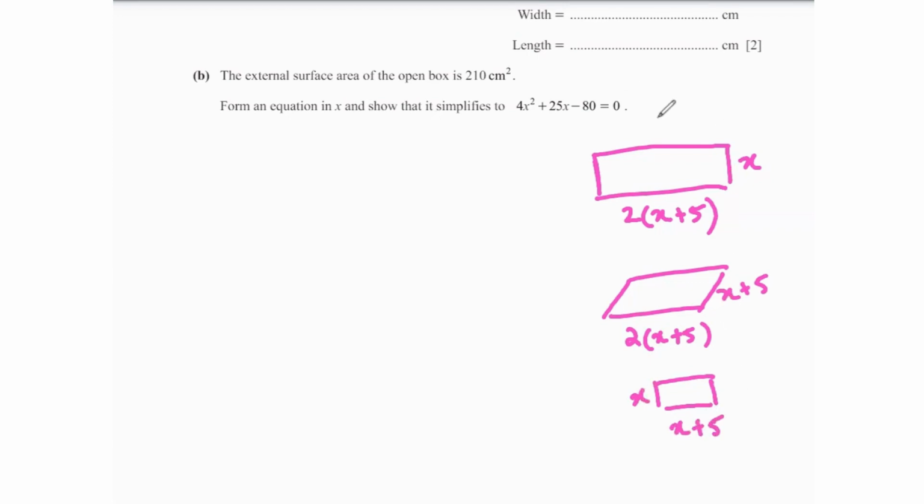So since it's an open box, that means we'll only count the base as one face. And then we have two of these, one of this, and we have two of these. So surface area is going to be twice of x times 2 times x plus 5.